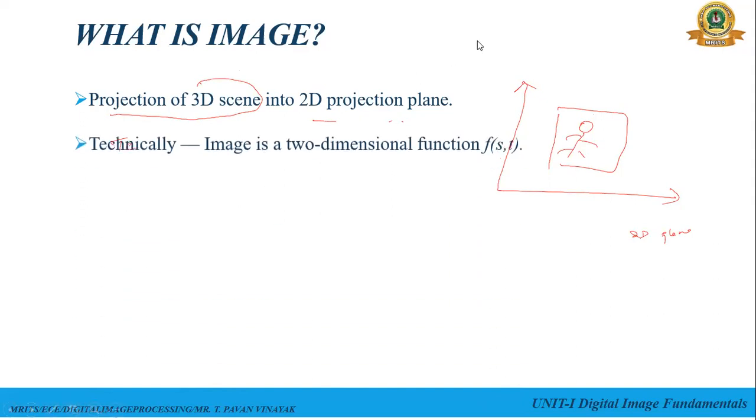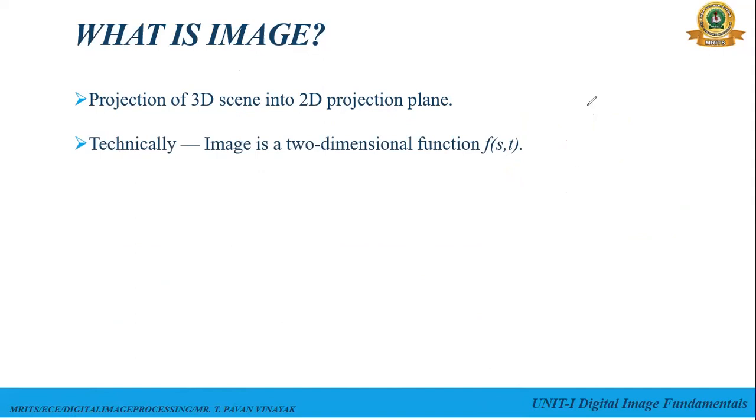So technically image is a two-dimensional function. Okay, image is a two-dimensional function represented as f of s comma t, meaning image is a two-dimensional signal. Okay, f of s comma t, what are those? What is f, what is s, and what is t? So these are coordinates. S comma t are coordinates.